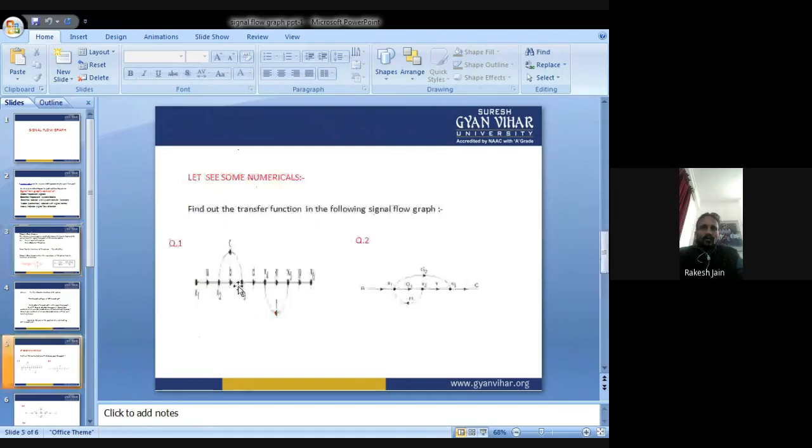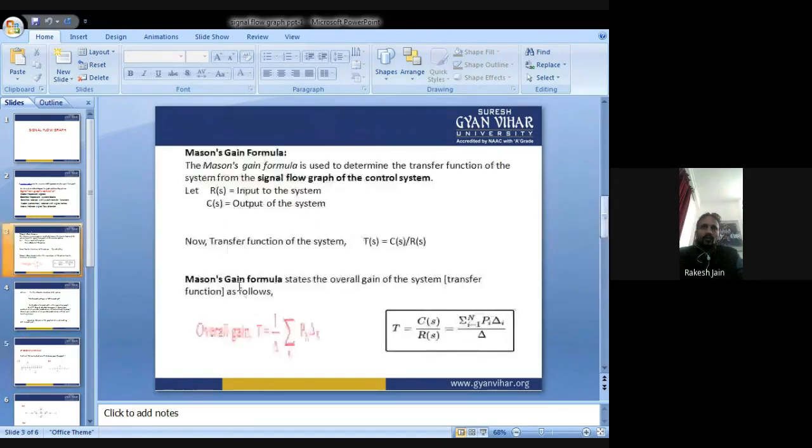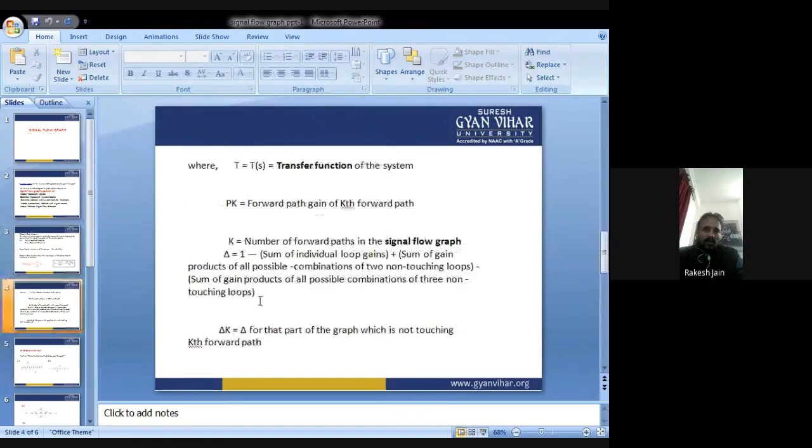Now what is the meaning of del? I also write down all these things which I told you earlier. Tk is the forward path gain, and k is the number of forward paths of the signal flow graph. What is the meaning of del? Del is 1 minus the sum of all the individual loop gains, plus the sum of all the two non-touching loop gain products, minus the sum of all the three non-touching loop gain products, and so on.